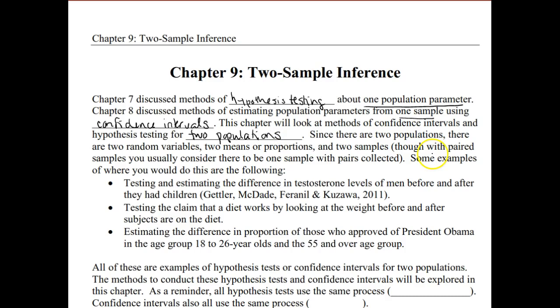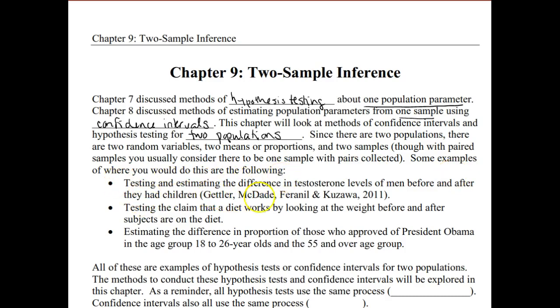Since there are two populations, there will be two corresponding random variables, so two means or proportions, and then two samples. Though with something called paired samples, which we're going to see in a second, we usually consider there to be one sample with pairs collected. So some examples of where you would do this are the following.